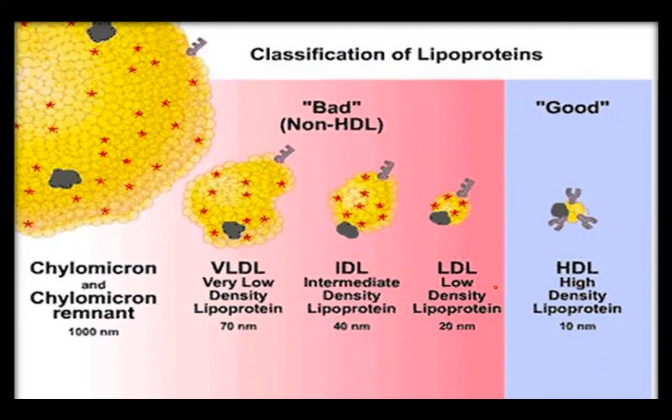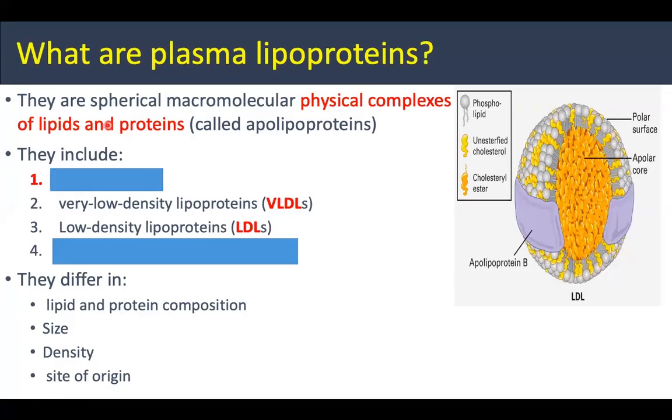Keep in mind that now that you're in medicine, things work in shades of gray. There is going to be some cholesterol in chylomicron. Yes. There is going to be some triglycerides in HDL. Yes. But mostly, percentage-wise, the two very giant ones are triglycerides, and the smaller ones are cholesterol. And I'm going to have a mnemonic at the end for you guys to remember that.